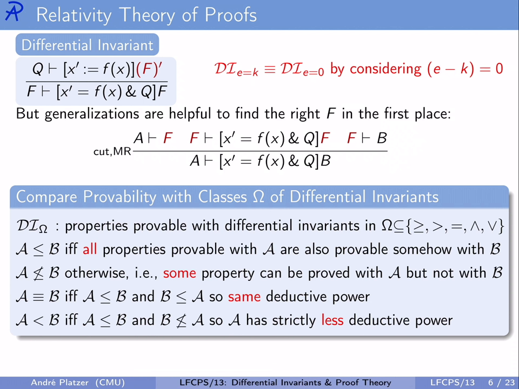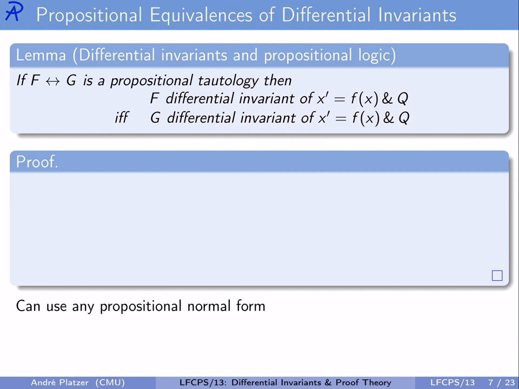That was easy, but the question is now what happens when we look at more general classes of differential invariants. First of all, if and only if G is a propositional tautology, so you can prove it just using the propositional proof rules like and left, or left, implies right and so on, or rather it's a valid propositional formula instantiated in DL, then if F is a differential invariant of a differential equation x prime equals f of x within Q, well then so is G and vice versa.